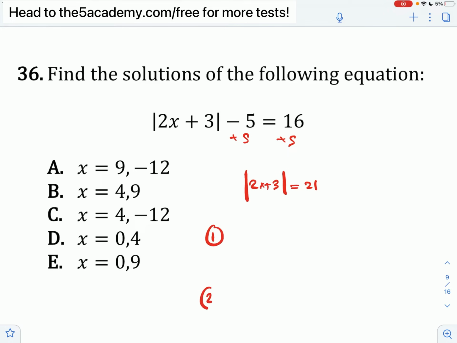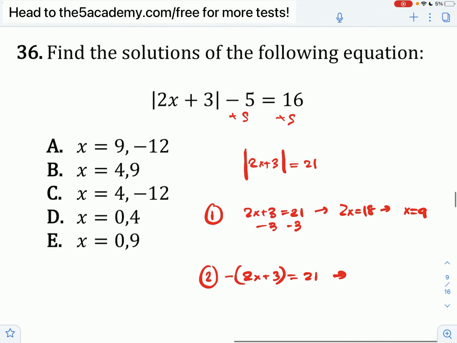two equations. The first equation is basically this, but just without the absolute value brackets. Very easy, you can solve that. So that becomes 2x equals 18, x equals 9. The second equation is a little bit more complicated. You take that equation, you remove the brackets, but you replace them with parentheses and then put a negative on the outside, okay? And then you solve it for x, same type of deal.